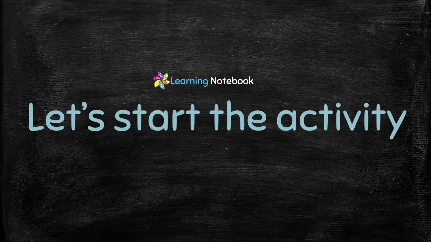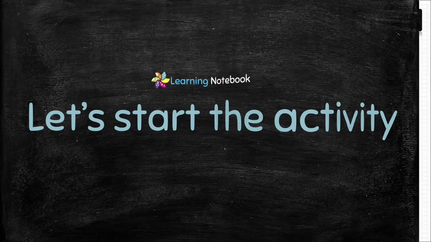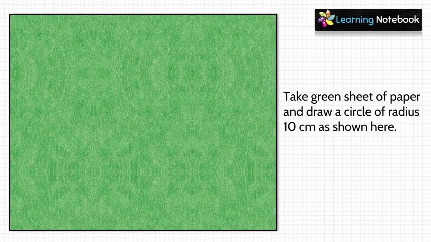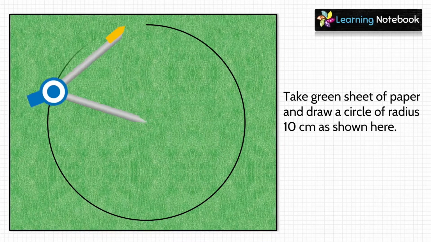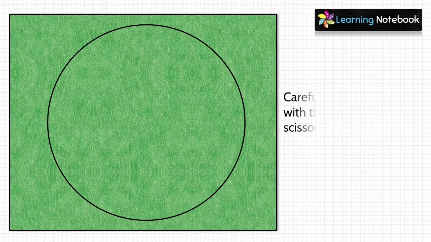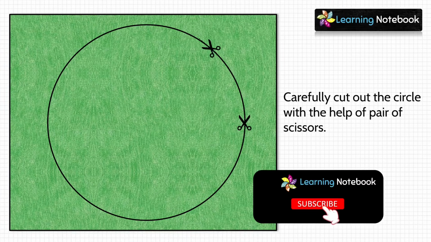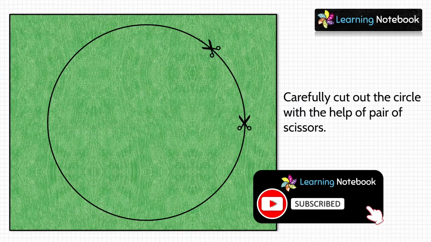Now we will start with our activity. In the first step, take a green sheet of paper and draw a circle of radius 10 cm on it. And then carefully cut out this circle using pair of scissors.